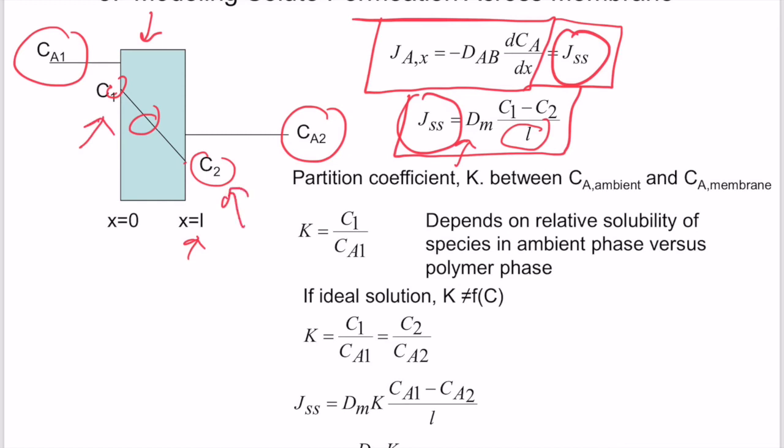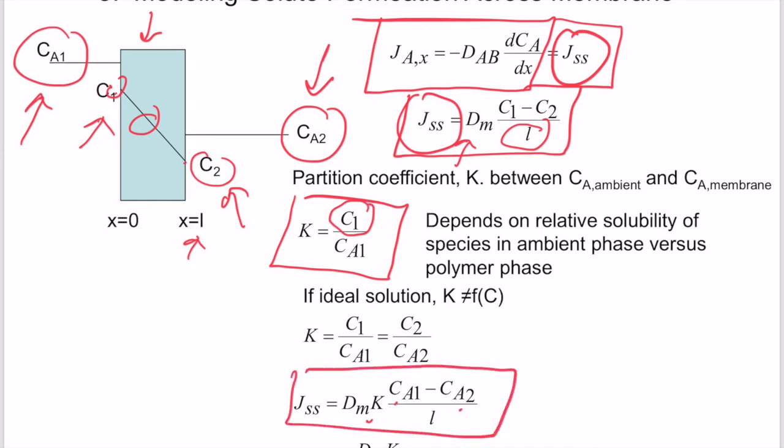Okay, so one thing is this concentration C1 and concentration C2. We don't have that. We do have the concentration CA1 and CA2. So what we're going to do is use the partition coefficient and assume it's the same on both sides, so that if we solve for C1, it's just K times CA1. And so if we put K times CA1 and K times CA2 here, now we have an expression which uses concentrations that we can easily calculate.